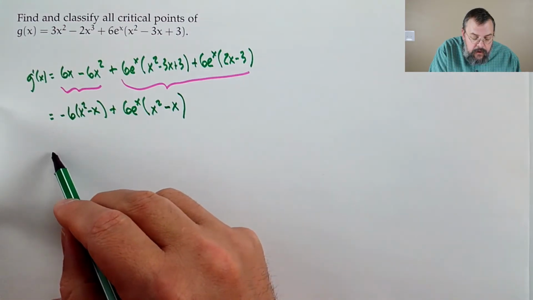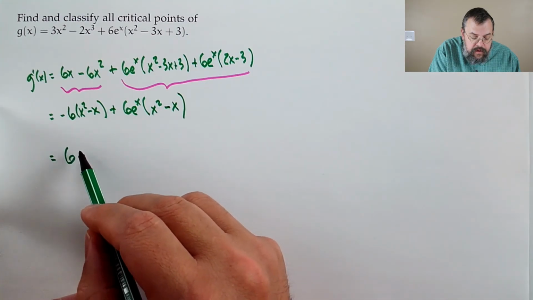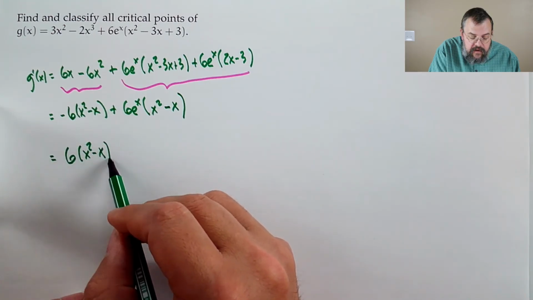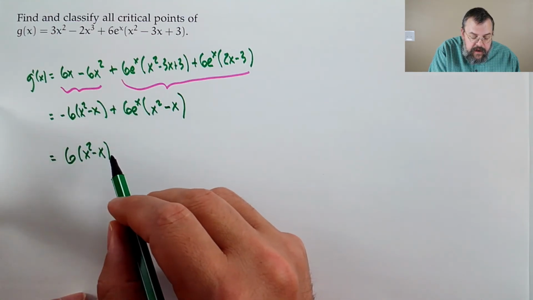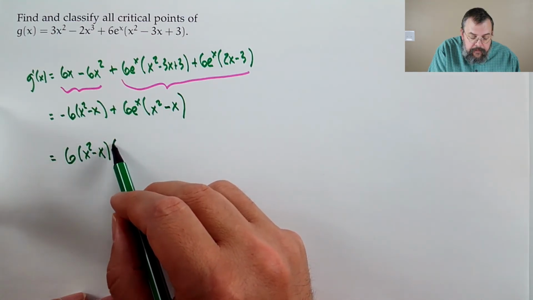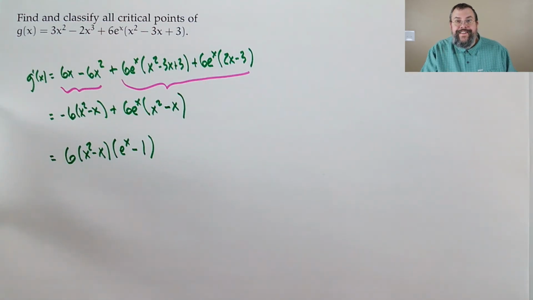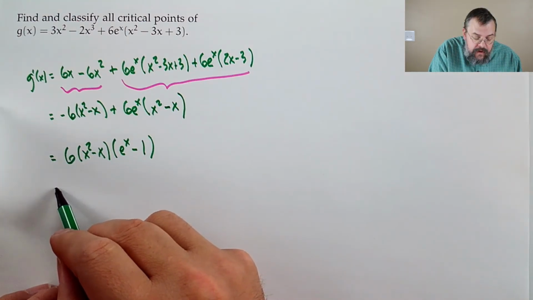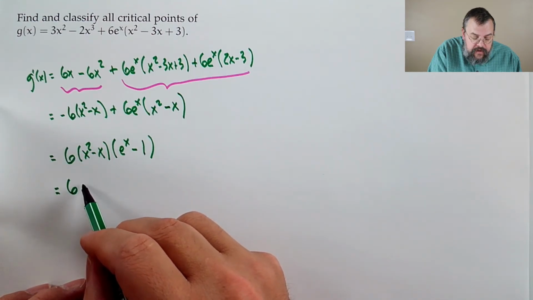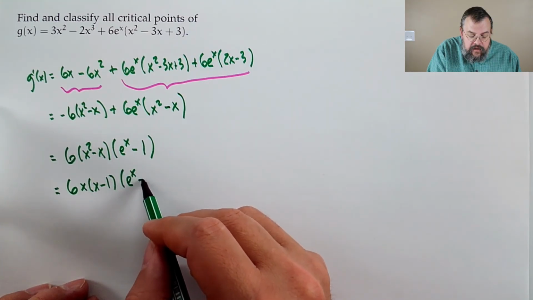What do we have here? Well, we have the following. I can pull out a 6, and I can pull out an x squared minus x, and then we have a minus 1 from here, and an e to the x from there, so that'll be e to the x minus 1. Good. Done. Well, no, not yet. We can do one more thing. What can we do with this x squared minus x? Well, we can pull out an x. So we get 6 times x times x minus 1 times e to the x minus 1.